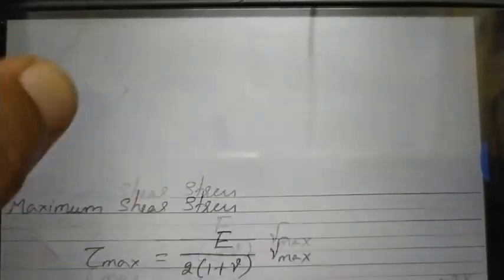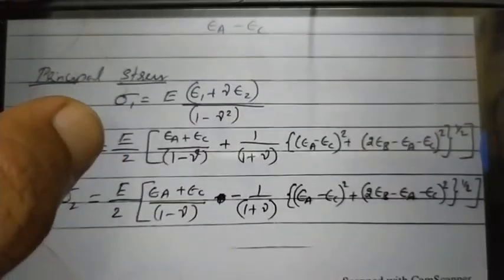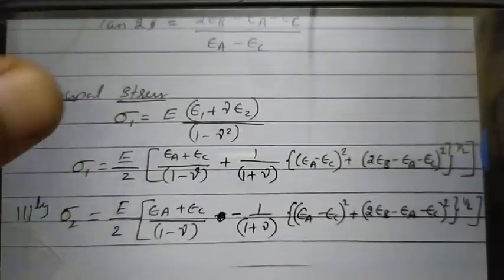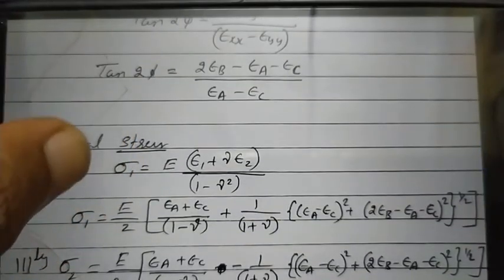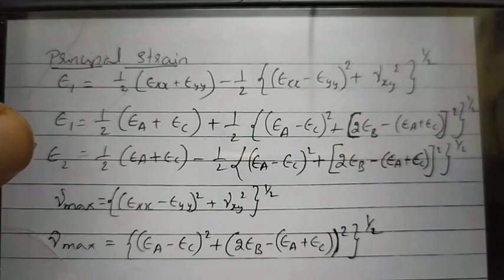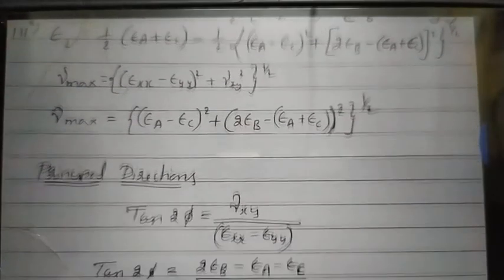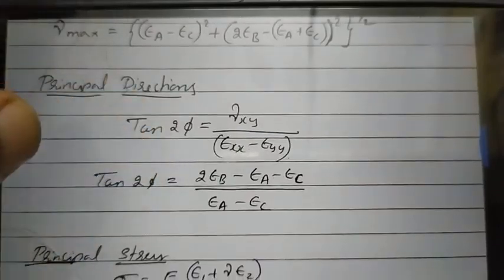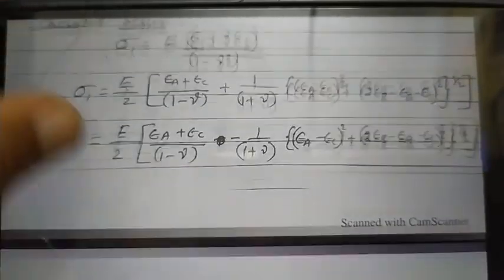In the problems, don't worry about these expressions. For a derivation only you are going to get these expressions. Just remember the basic equation, and you have to remember the epsilon 1 and epsilon 2 equations, because they are very much necessary. If you solve these, you get the values. You just substitute here and you get the sigma 1 and sigma 2 values.